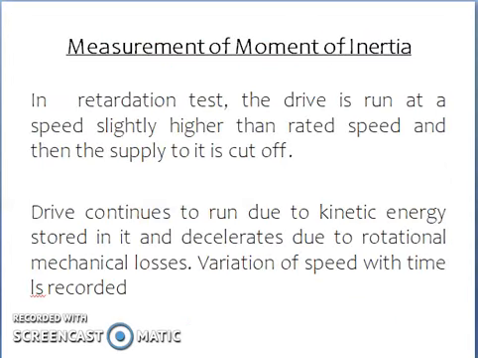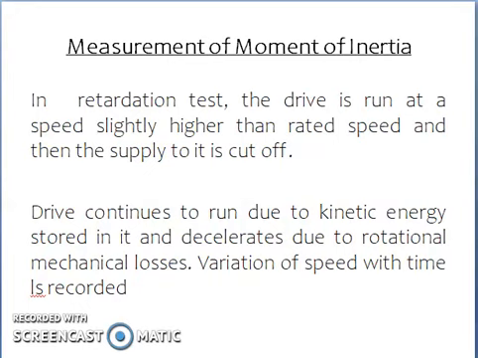Today we'll start with the measurement of moment of inertia. If the dimensions and the weights of various parts of the motor load system are known, it is very easy to calculate the moment of inertia. Also, it can be measured experimentally by conducting a retardation test.